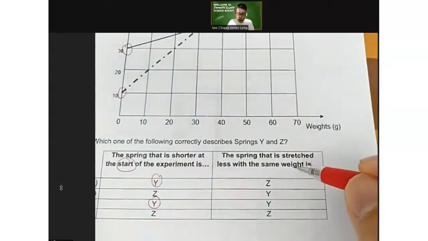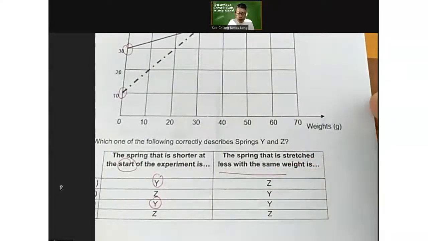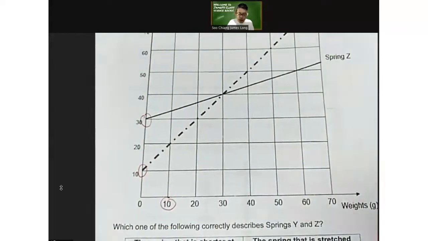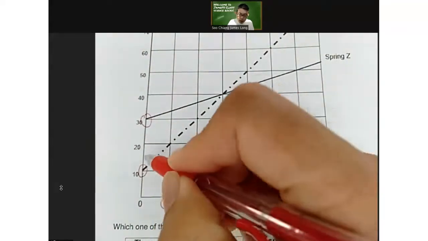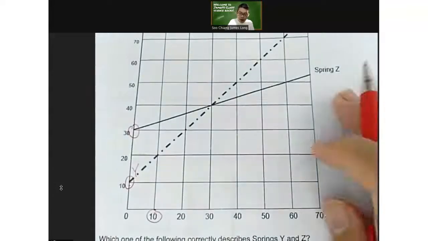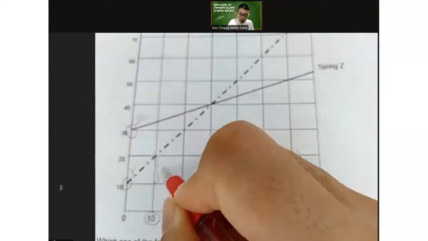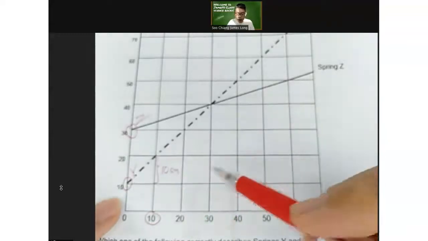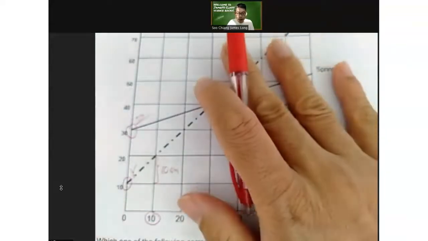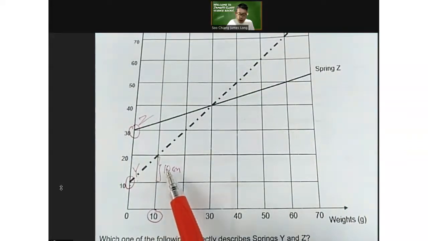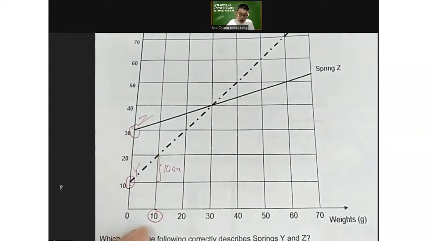Now the spring that is stretched less with the same weight. What does less mean? For example, I put 10 grams of weight here. This is spring Y, and this is spring Z. Spring Y is stretched by 10 cm, see? 10 to 20. Right, 10 cm. Whereas spring Z, when you put in the same mass at the end of the spring, it stretches by less than 5 cm.